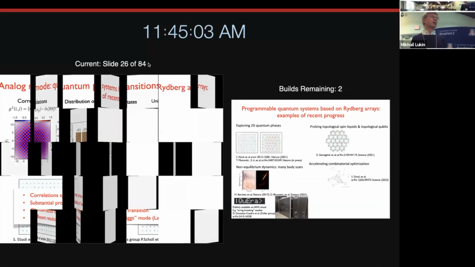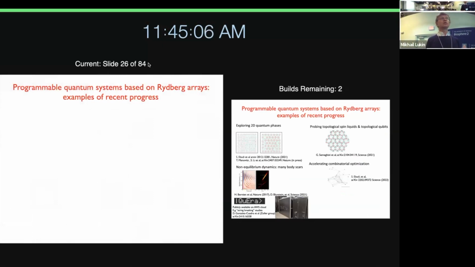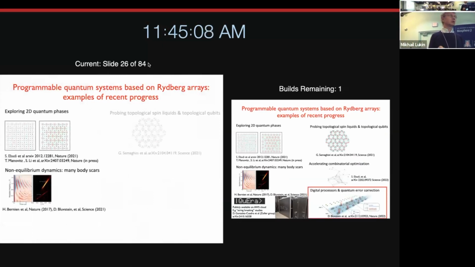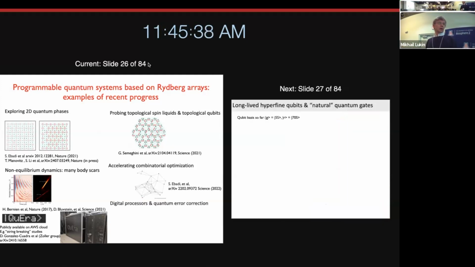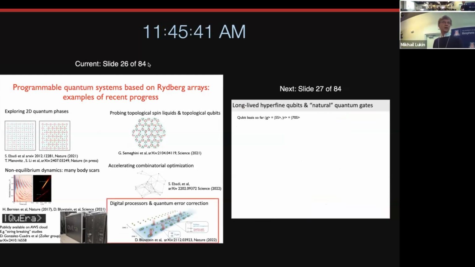In fact, over the last couple of years we had a lot of fun exploring different elements of that. As I already mentioned, we studied these 2D phases. We also studied dynamics. We explored topological properties, actually built a baby version of a topological qubit, and also studied things like combinatorial optimization. In fact, I think Harry talked to you about the machines on the cloud, where one can now do experiments remotely. So I think this still remains a very exciting frontier.